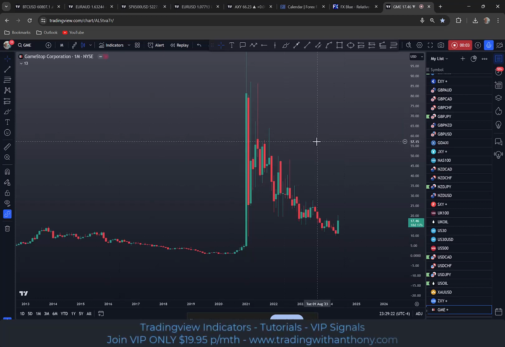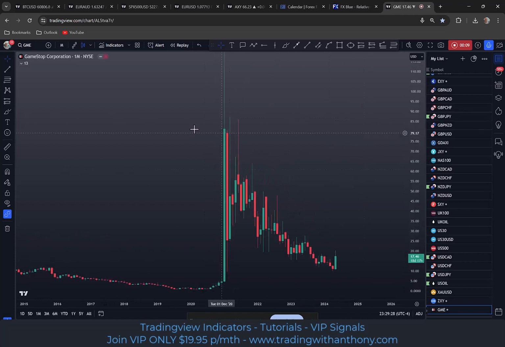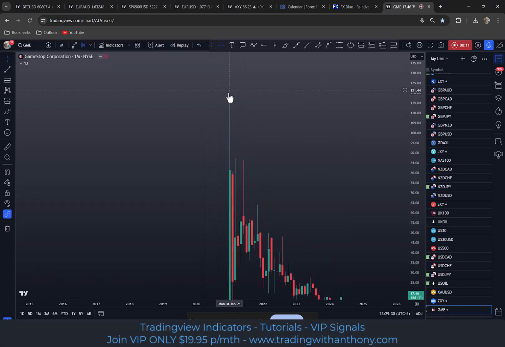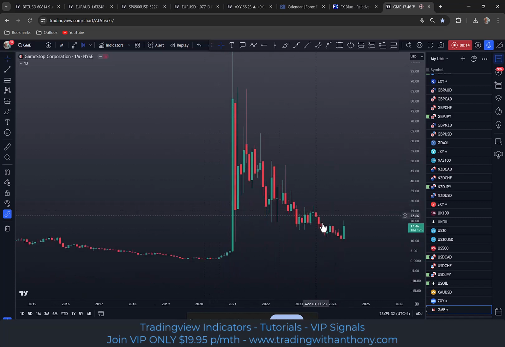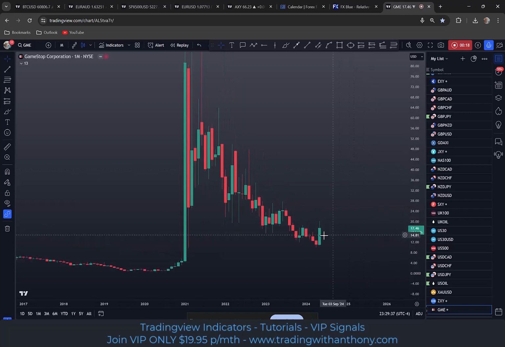Traders, Anthony here, looking at GameStop on a monthly chart. I mean, look at this rally that occurred back in 2021. That was massive, but it's been on a steady decline since. However, in the last, well, this monthly candle here, we can see it's picked up again now.